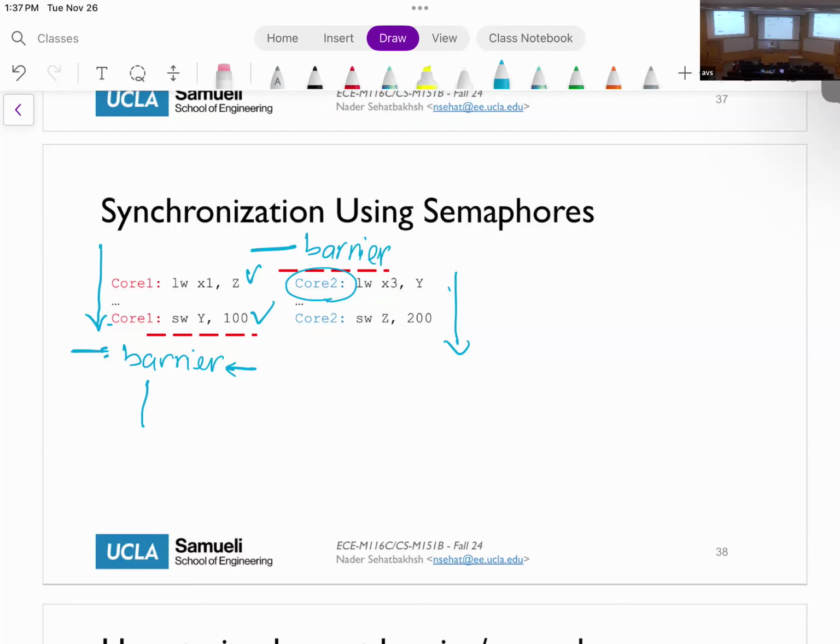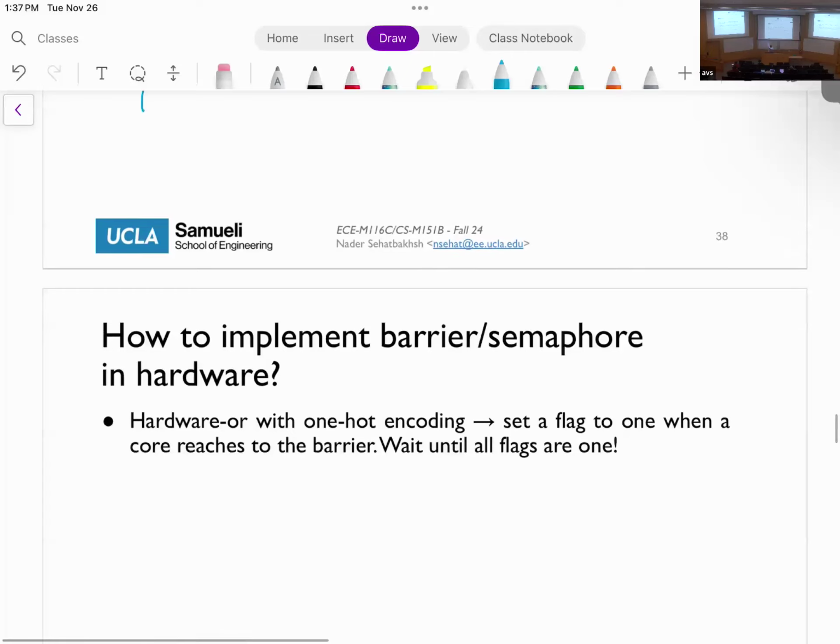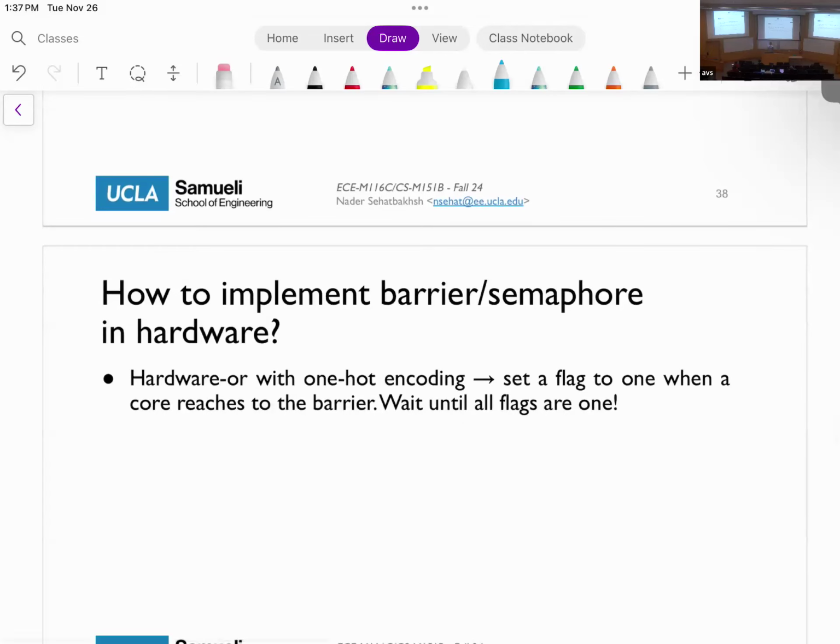Okay? So it's different than the fence that you kind of serialize the loads. This is kind of a synchronization between the cores. We call them semaphores or barriers. Usually we call them barriers. It's easier to do that. You can implement barriers both in software and hardware.